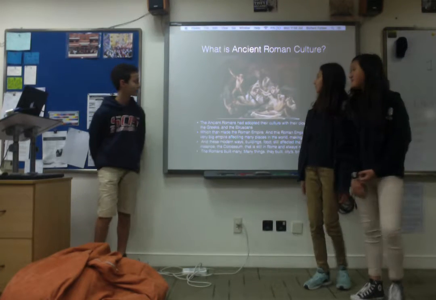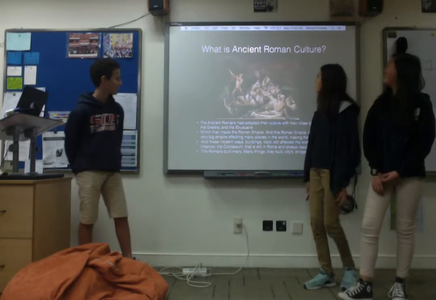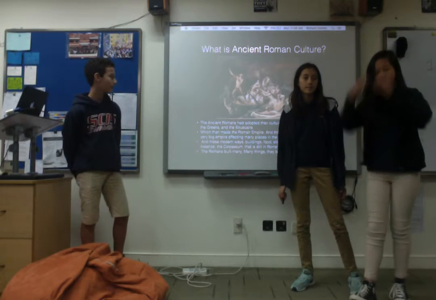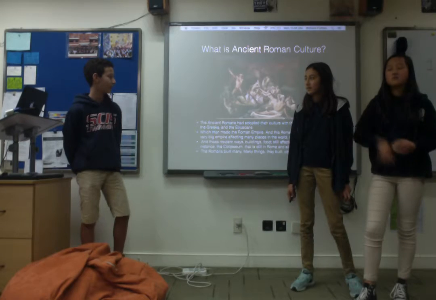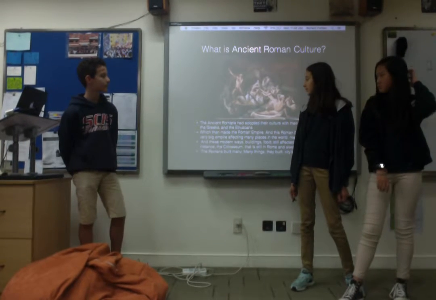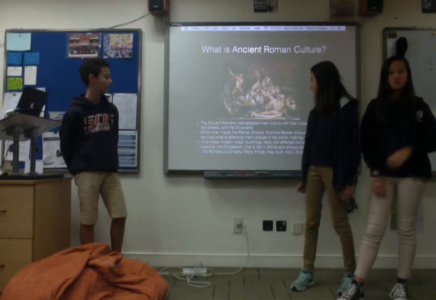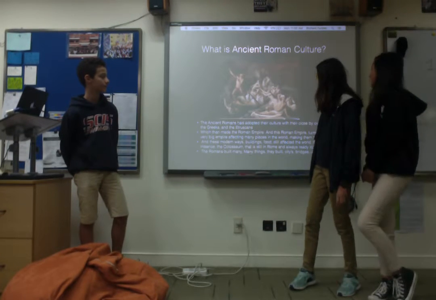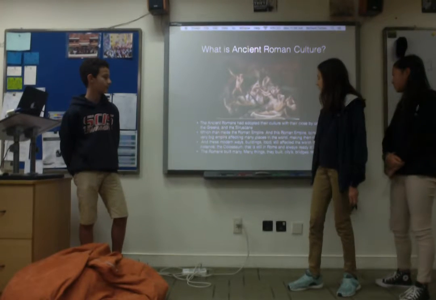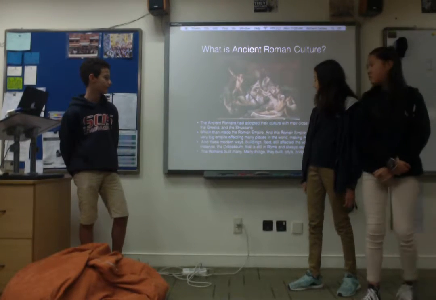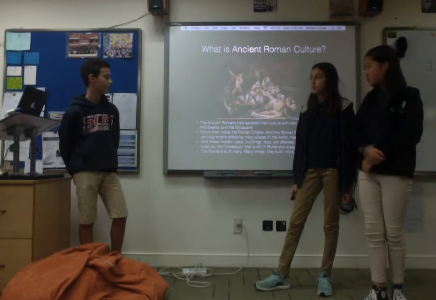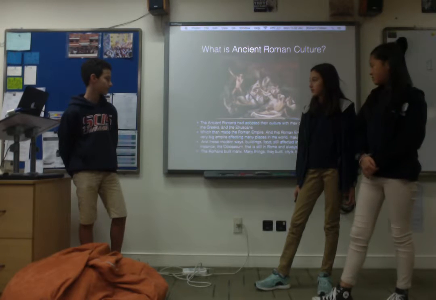What is ancient Roman culture? The ancient Romans had adopted their culture from their close-by neighbors, the Greeks and the Etruscans, which then made the Roman Empire. And this Roman Empire turned into a very big empire, affecting many places in the world, making them modern. And these modern ways of building still affect the world. For instance, the Colosseum, that is still in Rome and always ready to be visited.